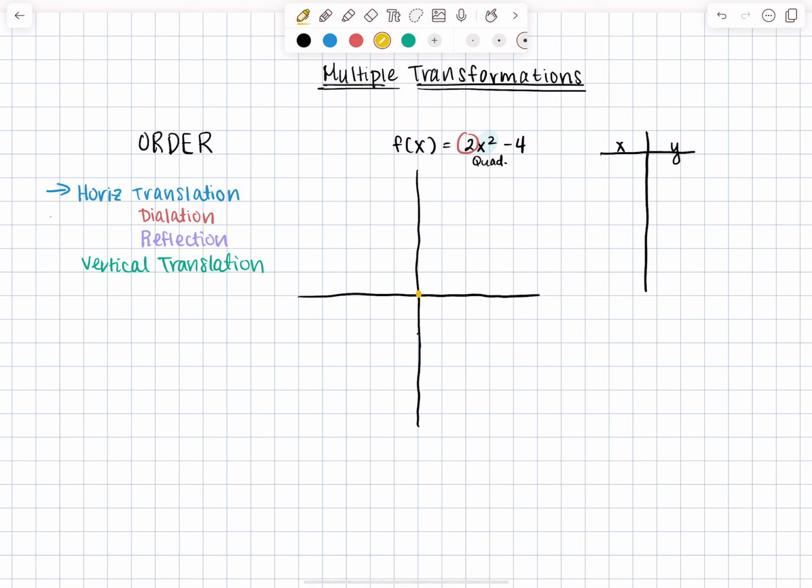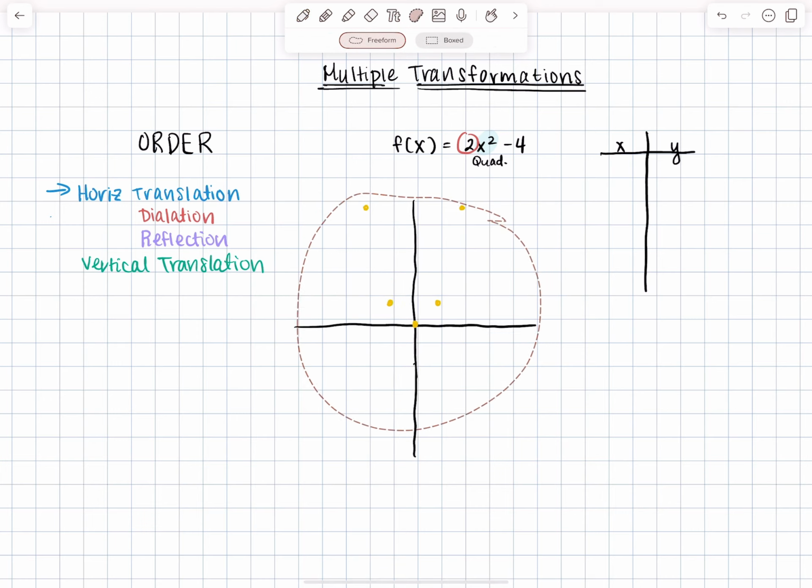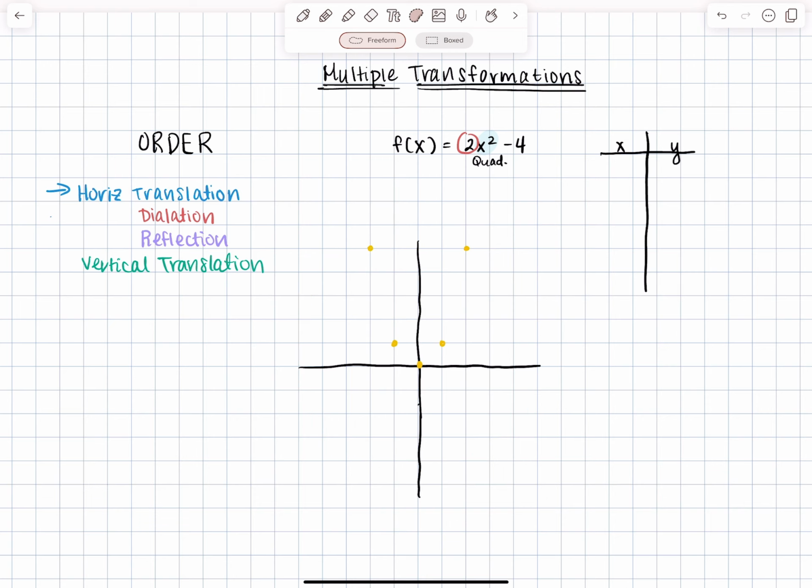Our parent function points will be 0, 0, then 1, 1, and then 2, 4. For our parent function, we have the points plotted out. Let's see what it would look like with a stretch or a dilation. With the dilation, we're increasing the y values by a factor of 2. If this is 1, I'm going to multiply this 1 by 2, so that is 2, and your new point is going to be here.